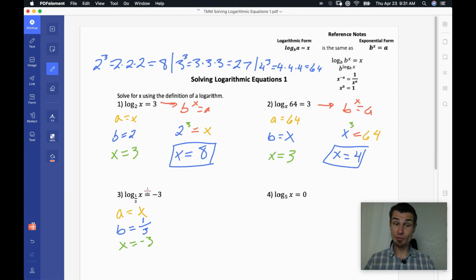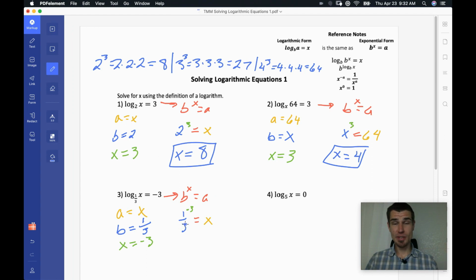And as we know, we can rewrite our log into exponential form. So we take our base b, substitute it in there, we get 1/3. We substitute our x is -3, so -3 is our exponent, and that's equal to our a. And then the equation is equal to our a value. A is equal to x.